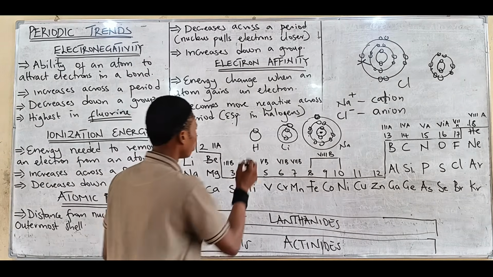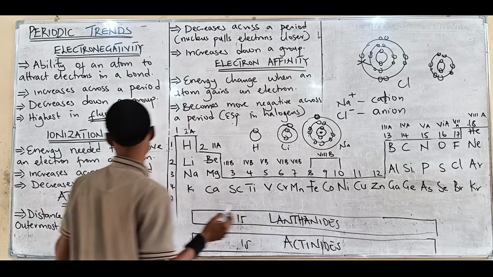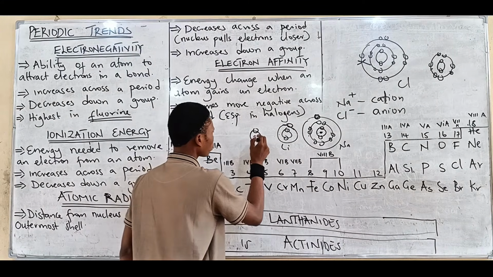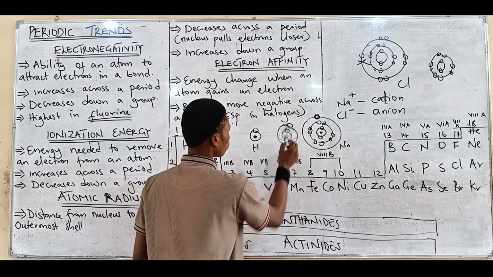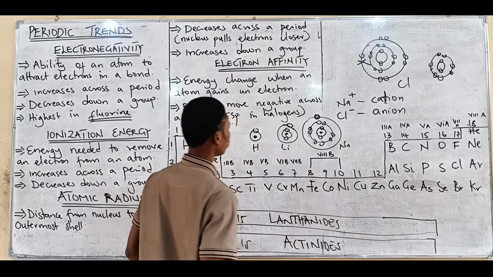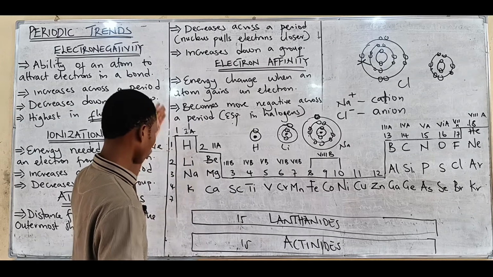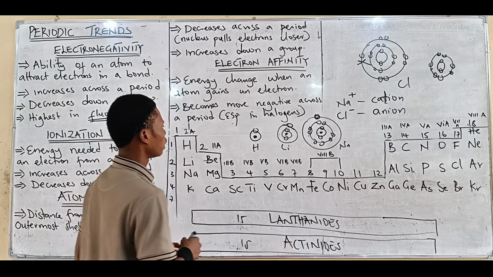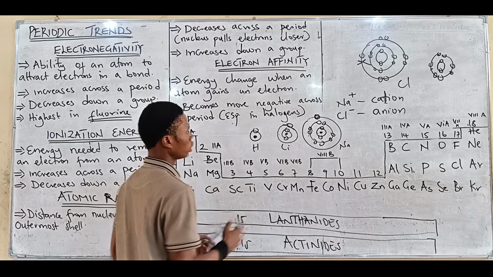And now, let's see if it increases. We say it increases across a period and decreases down a group. Let's look at that. This is hydrogen, this is lithium, and this is sodium. They are all in group 1, but they are in different periods. This is in period 1, period 2, period 3.